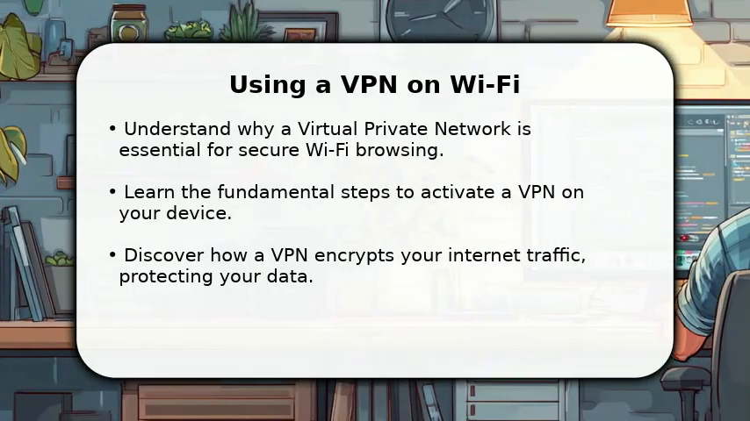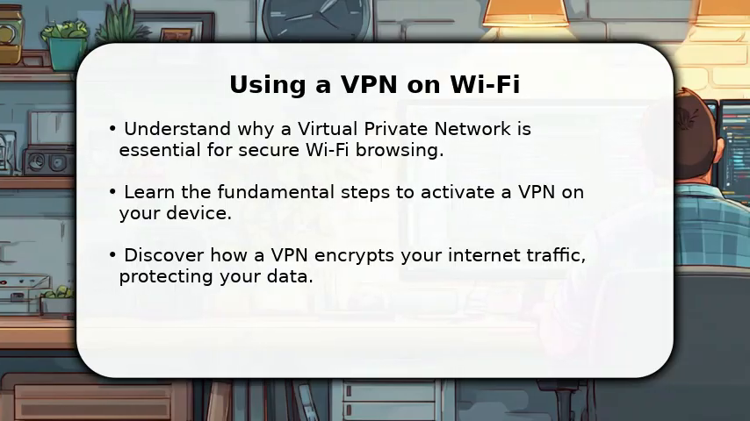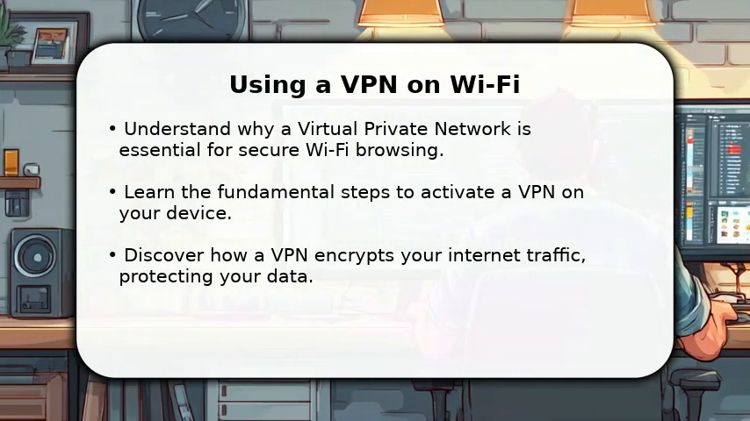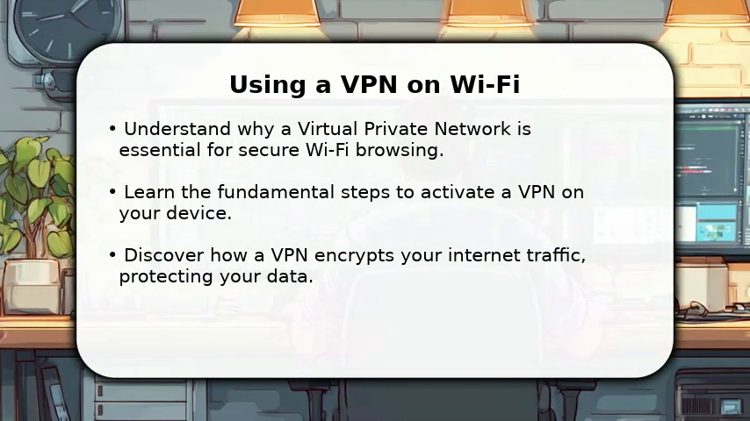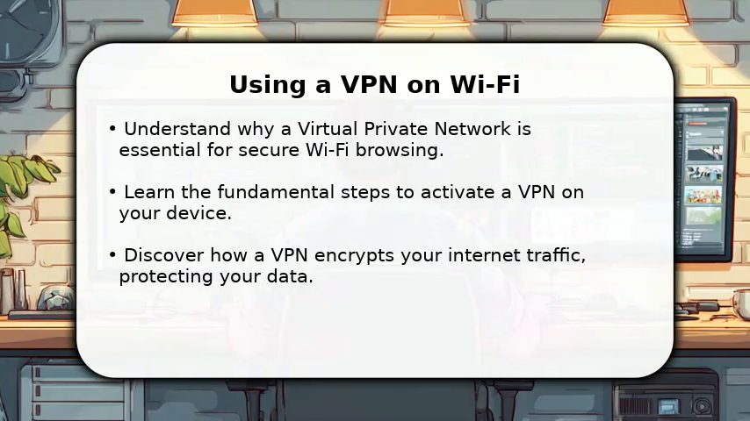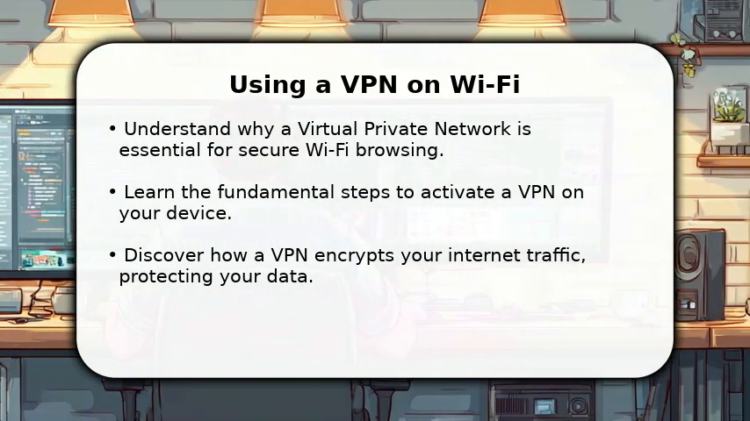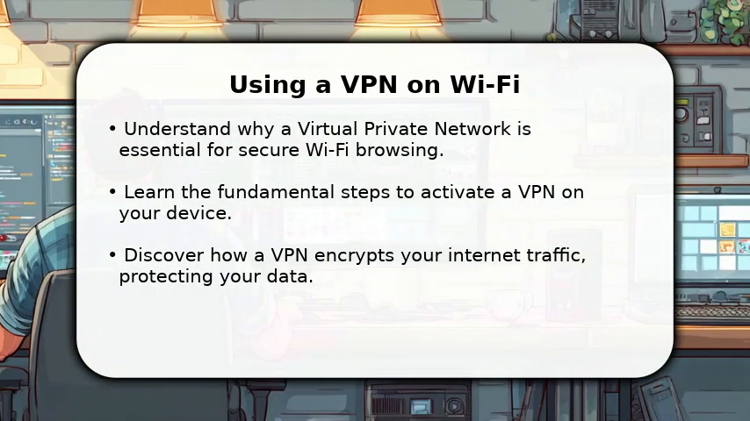In this video, I will explain how to use a Wi-Fi VPN. First, select a reputable VPN provider and subscribe to their service. Next, download and install the VPN application onto your device, whether it's a smartphone, tablet, or computer. This crucial step ensures your online activities remain private and secure, especially when connected to public Wi-Fi networks.